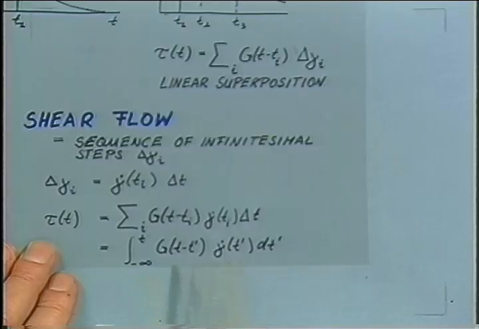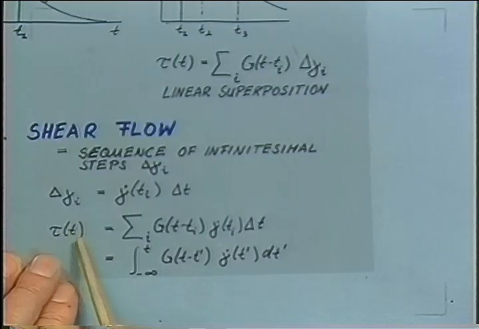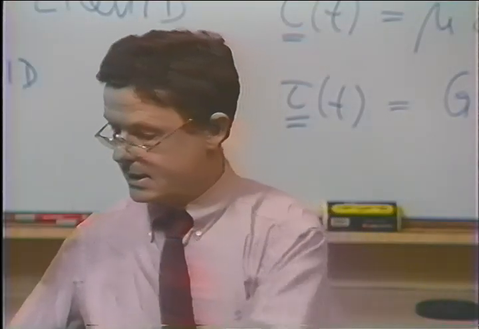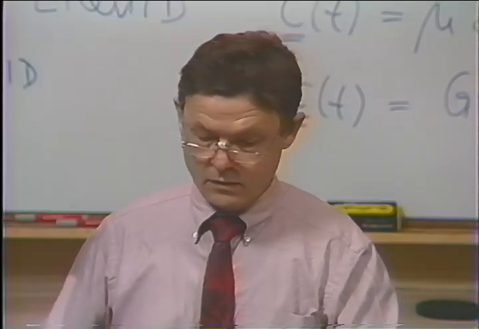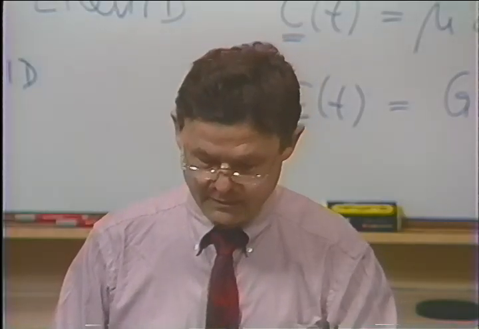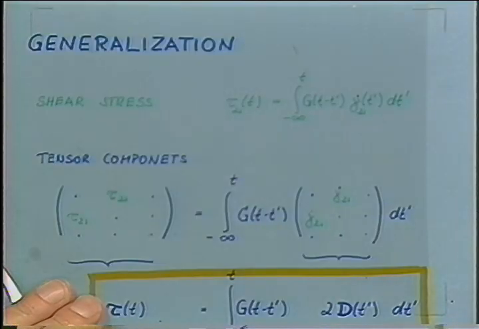We are just summing up all the strains from minus infinity to current time t, all the strains being gamma dot times delta t, and weighting it with G. And in this writing, t prime is just any time in the past, and t is the current time for which we would like to have the stress. Now, this is already the equation which we are going to use. It has been derived for the shear stress so far. We just looked at a relation between shear stress and shear strain.